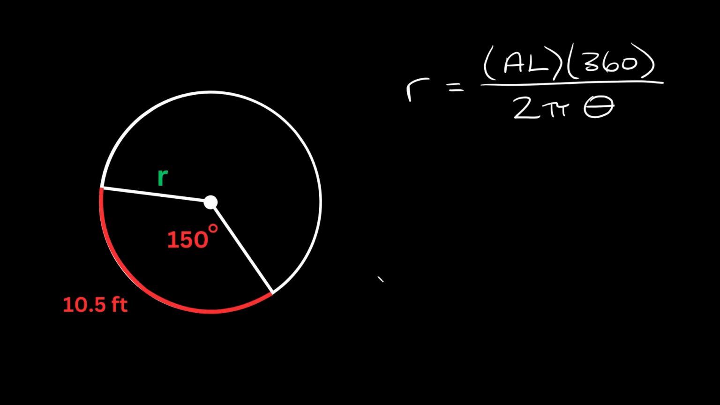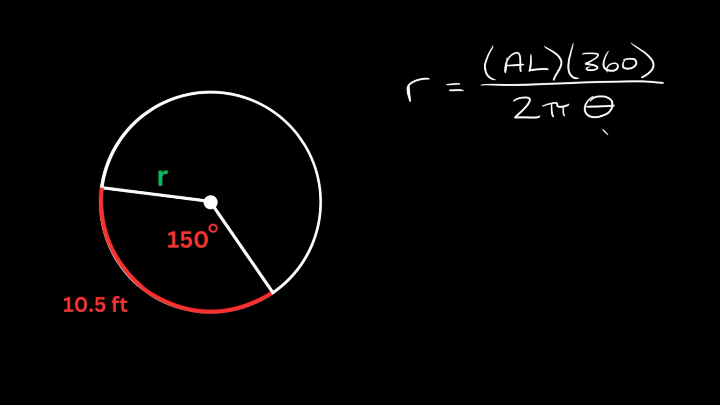So in this video, I'm going to teach you how to find the radius of a circle when you're given the central angle and the arc length. Okay, so the formula that we can use is right here. So the radius is going to be equal to the arc length times 360 all over 2 pi theta, where theta is equal to the central angle.